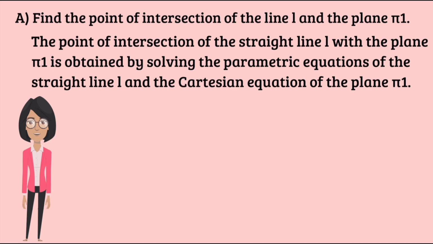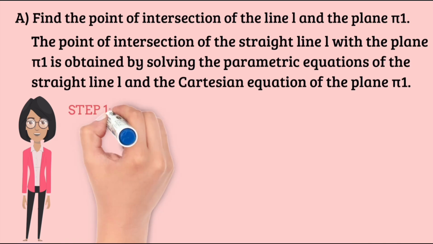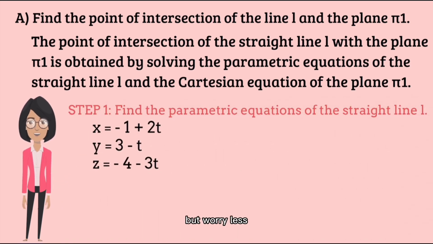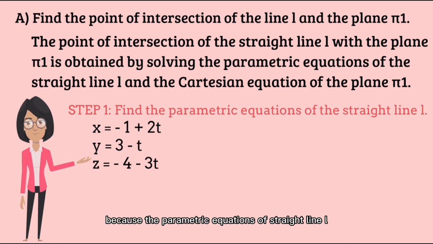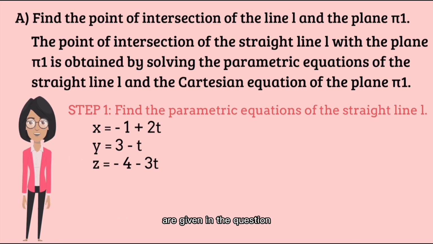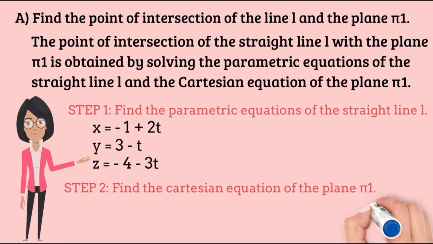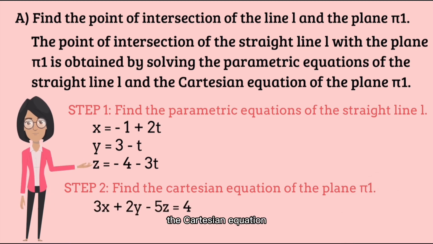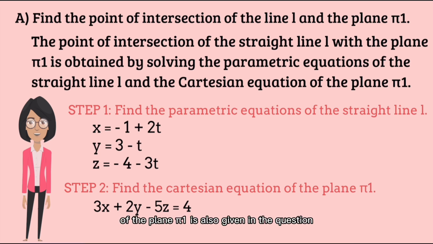The point of intersection of straight line L with the plane pi1 is obtained by solving the parametric equations of the straight line L and the Cartesian equation of the plane pi1. Step 1. Find the parametric equations of the straight line L. But worry less because the parametric equations of straight line L are given in the question. Step 2. Find the Cartesian equation of the plane pi1. As I said earlier, the Cartesian equation of the plane pi1 is also given in the question.